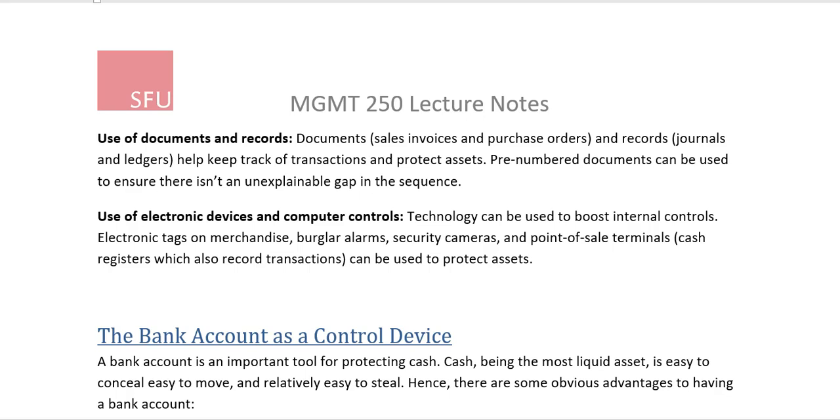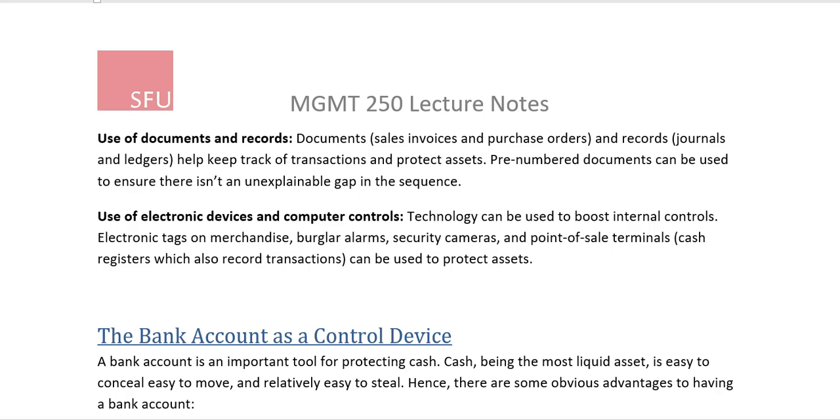Use of electronic devices and computer controls. Technology can be used to boost internal controls. Electronic tags on merchandise, burglar alarms, security cameras, and point-of-sale terminals. Cash registers which record transactions can be used to protect assets. So this is becoming more and more common.